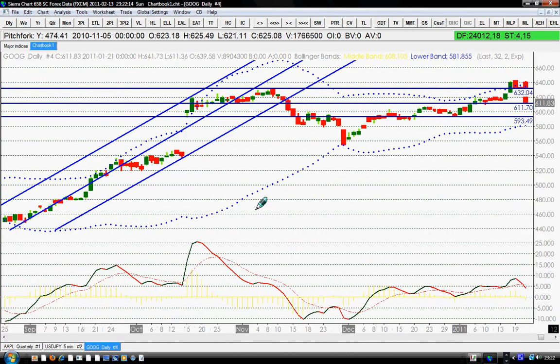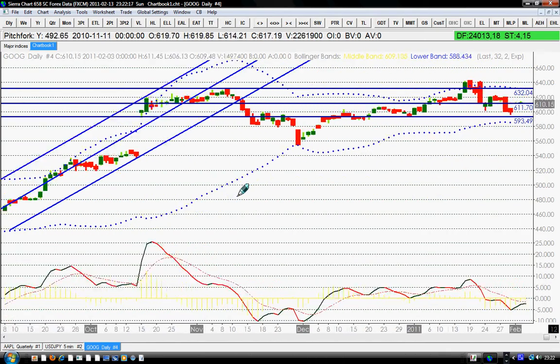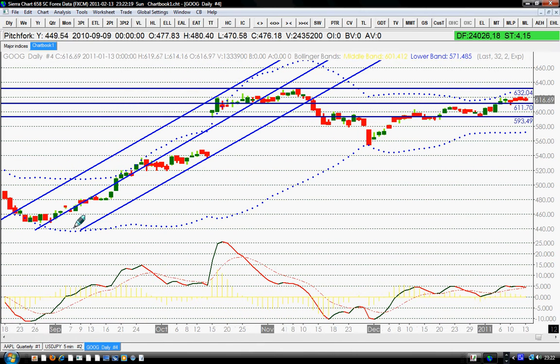Like I said to you, on a daily chart, channels are a very important tool. From September 2010 up to November 2010, the Google stock was in this rising channel, but it was not very convincing because it spent more time on the lower part of the channel, and it gapped up here only to come back down. The price gapped up only to find resistance right there and turn around.